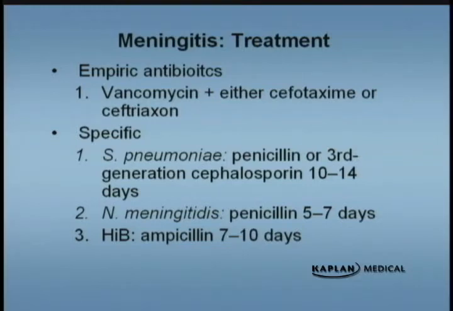In older children, you're going to use cefotaxime or ceftriaxone, and you should add vancomycin because there are cases of resistant or intermediate resistant streptococcus pneumonia that are intermediately resistant or resistant to the cephalosporin. So vancomycin is indicated at least until you get your sensitivities back. The duration of treatment is listed there. You're not going to get asked that on the exam, though.